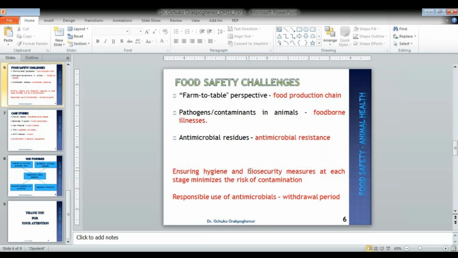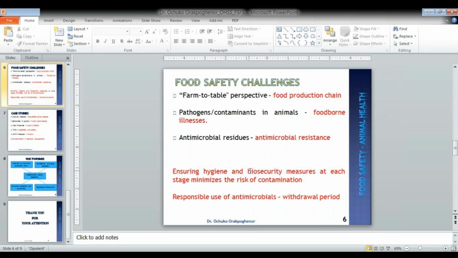To tackle these challenges, we should ensure that hygiene and biosecurity measures at each stage minimize the risk of contamination. Also, there should be responsible use of antimicrobials, which gives rise to the withdrawal period. There's what we call a withdrawal period in animals, especially food animals like cattle, sheep, goats, pigs, and a host of others. Whenever antimicrobials are given to these animals, maybe when they are sick, there's a period we call the withdrawal period, a time in which it is believed that the antimicrobial has been eliminated from the body, and when that animal is eventually slaughtered, it is safe for human consumption.